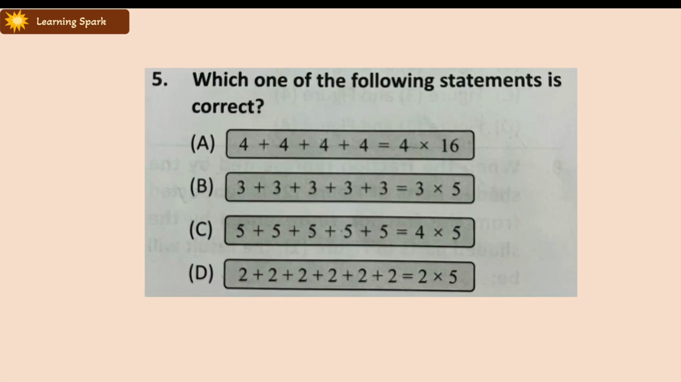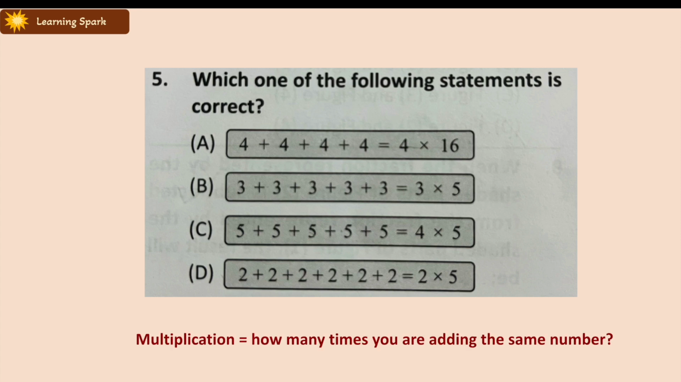Question number 5 is on your screen now. Let's work out the answer. So it says which one of the following statement is correct, and then 4 options. And this is basically, you need to know what is multiplication. Multiplication is how many times you are adding the same number, right? So here in option 1, 4 plus 4 plus 4 plus 4. So 4 times you are adding 4. So this is basically 4 into 4, not 4 into 16. So this is a wrong answer.